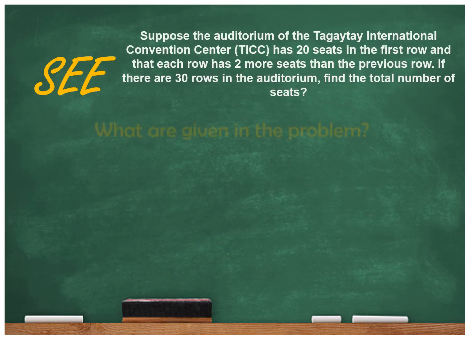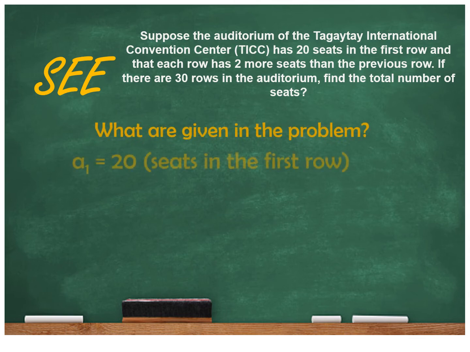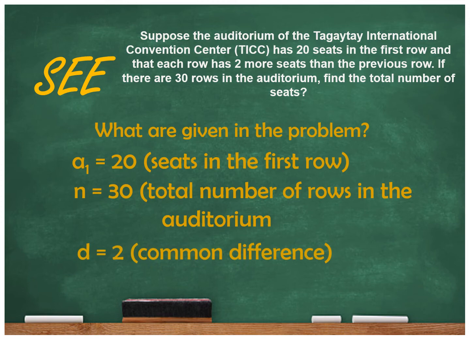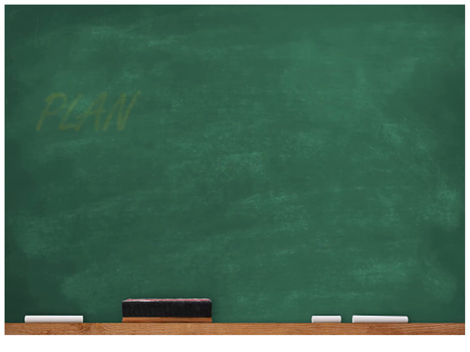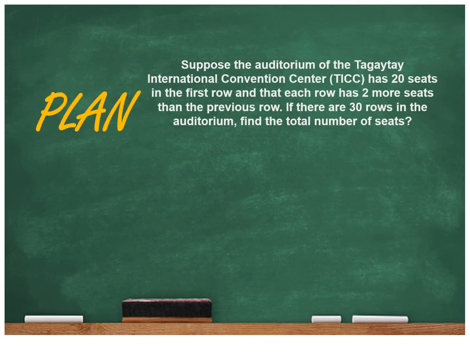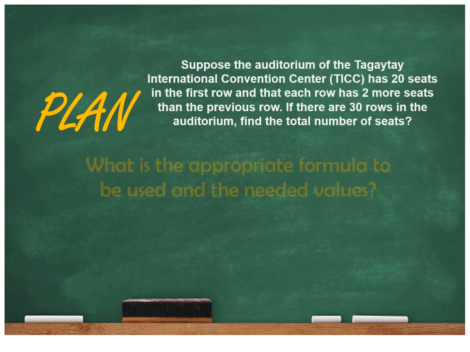So going back, let us see what is given in the problem. We have a sub 1, which is 20, the seats in the first row, and n, which is 30, the total number of rows in the auditorium, and 2 as the common difference.